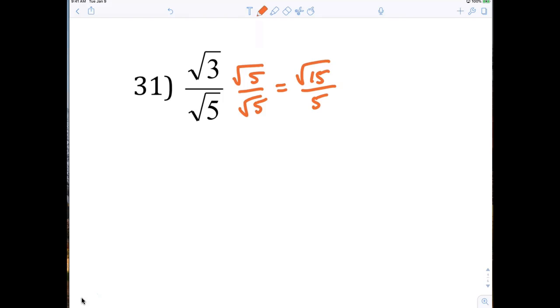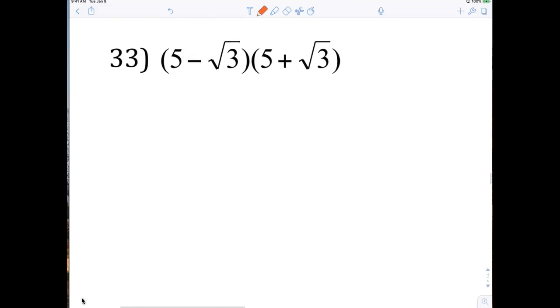Very simple. Good. Why would you multiply by a radical? Because you're not allowed to have square roots in the denominator. That's the rule. No square roots in the denominator. So all you do is multiply the top and bottom by whatever's in the denominator.